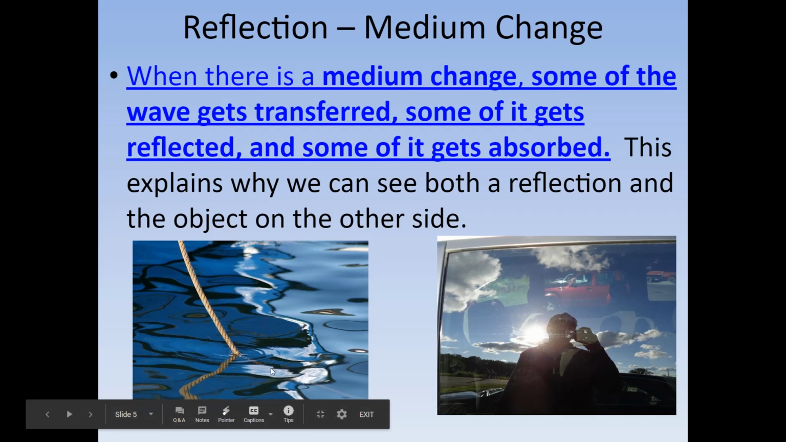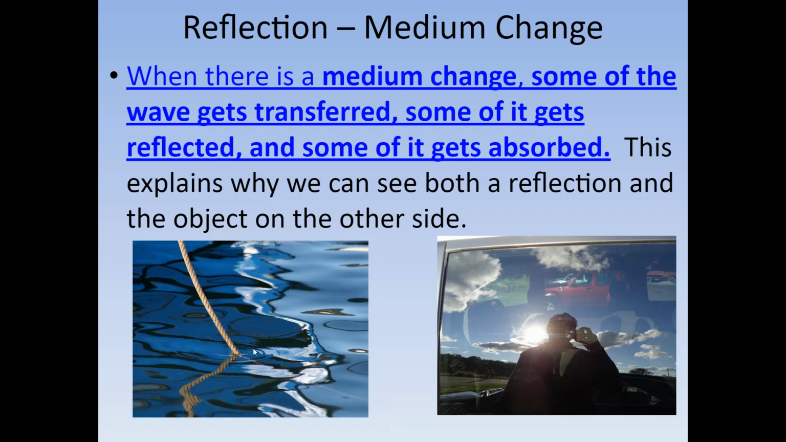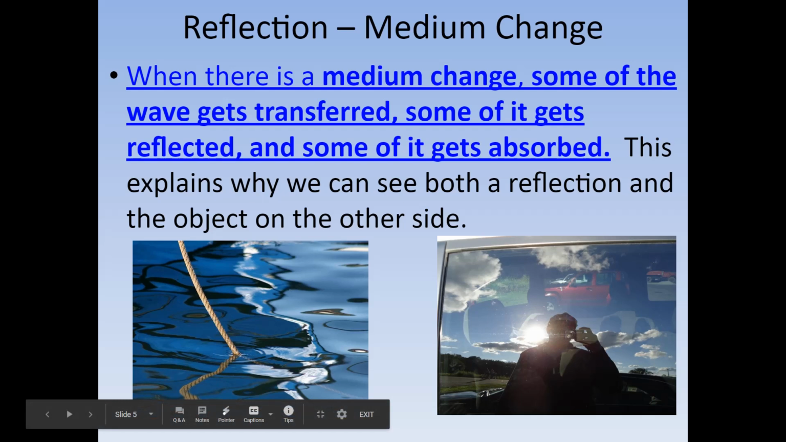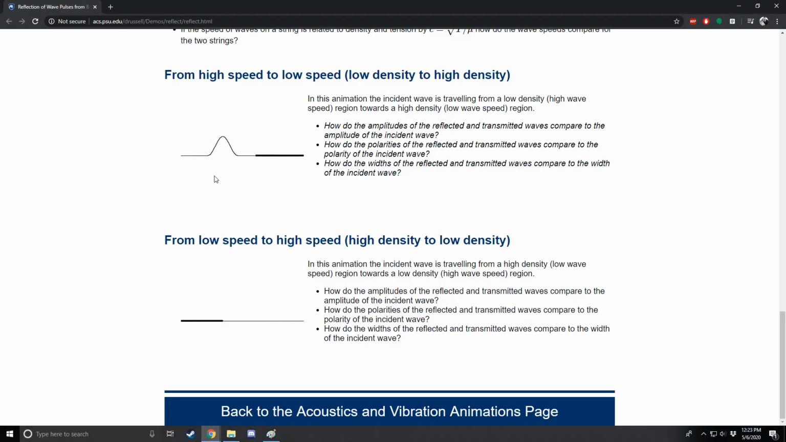This occurs here too. We can see the light passing through the water from the rope inside here, but we can also see the light being reflected off of the water surface. So some of the light gets transferred and moves through, some of it gets reflected, and some of it gets absorbed. I have this little animation right here that kind of shows that same idea.